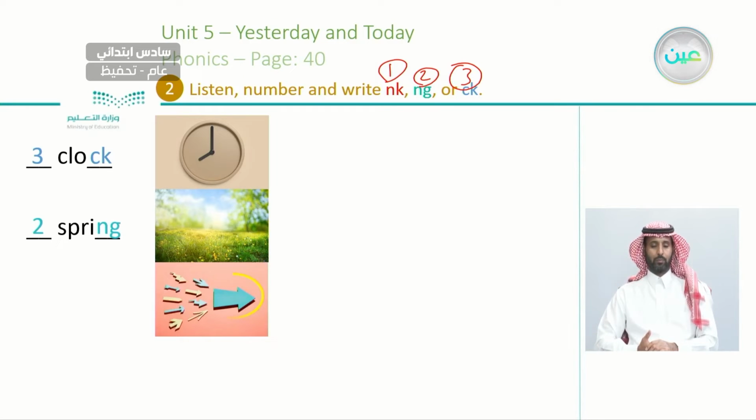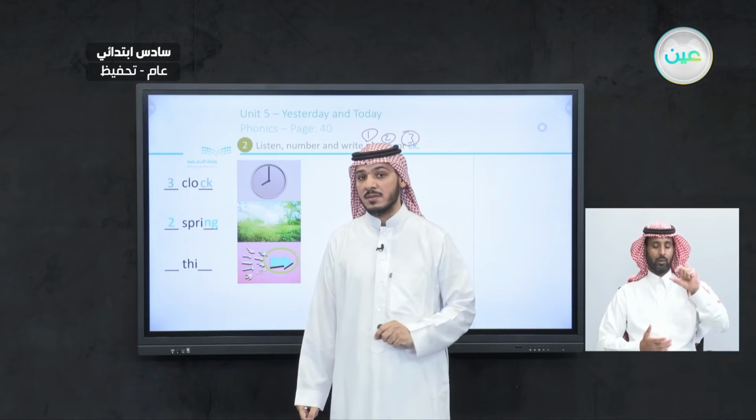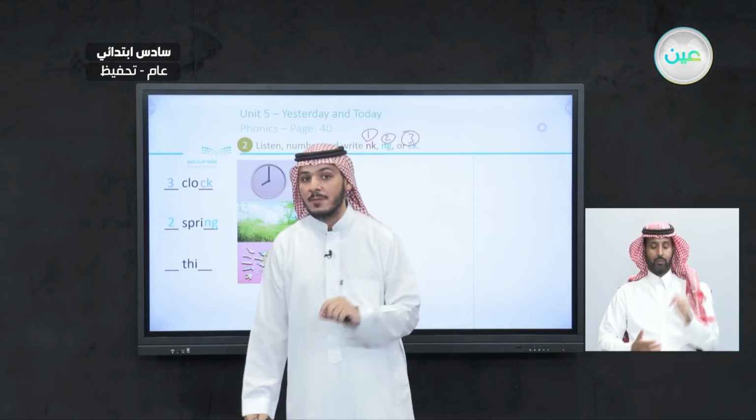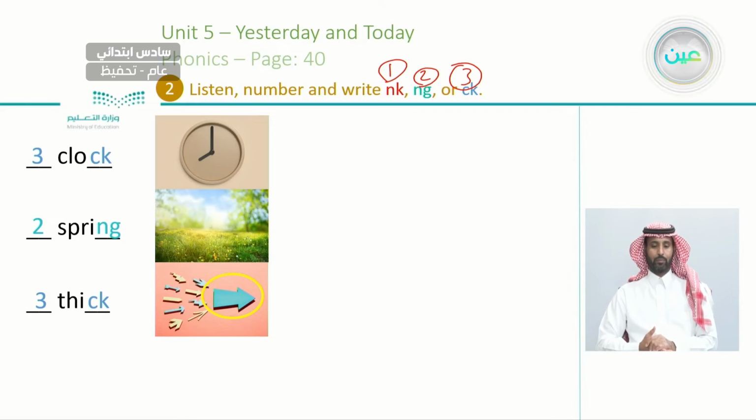Okay, now we have some arrows here. Okay, so we have thick and we have thin and we have thick arrow. Okay, so now we will listen and tell me after that what are the missing letters. 3 thick, thick. So we have thick, thick. Okay, what are the missing letters? Is it NK, NG, or CK? Thick. K. Yes, excellent. So 3, thick, thick, excellent. Not think, okay, nothing. Okay, so we have thick.